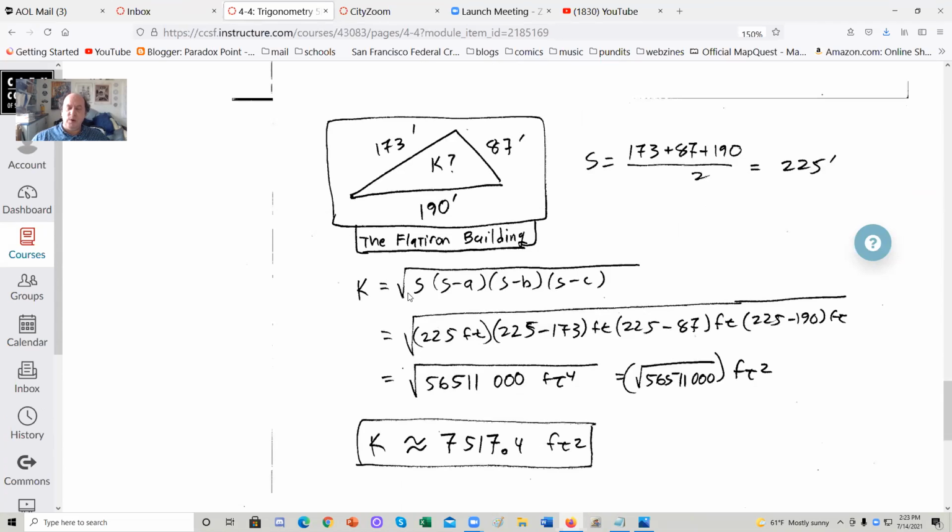So K equals root of S times (S minus A) times (S minus B) times (S minus C). That's 225 times (225 minus 173) times (225 minus 87) times (225 minus 180). And all of these have units of feet attached. This works out to 565,110,000 feet to the 4th power.